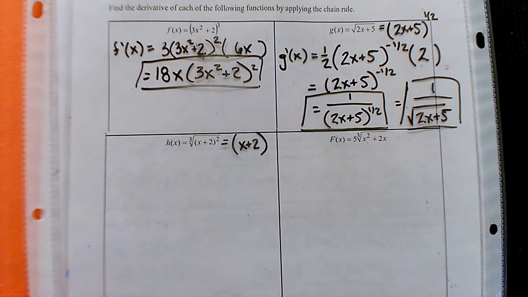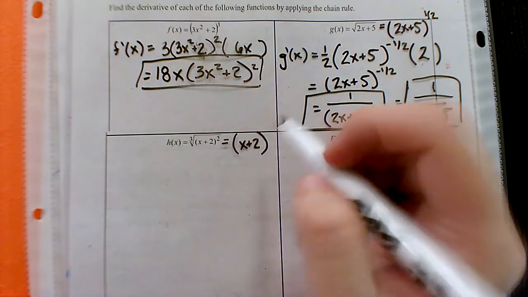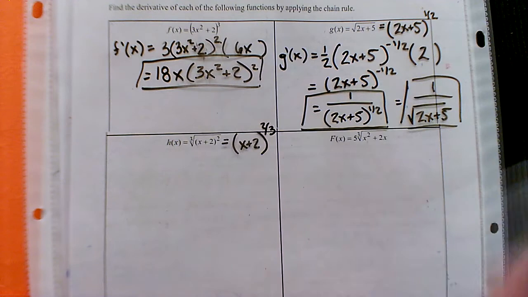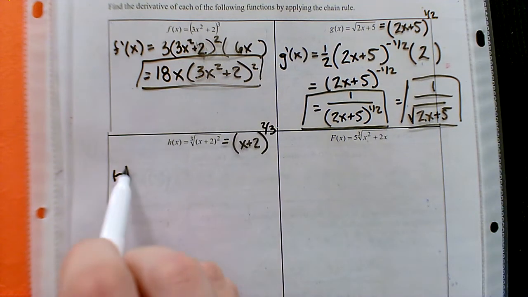This one's a little tricky because there was a power on the inside too. How do we use that power as well as the cube root? What do you think, Justin? 2/3, good. Okay, so let's go ahead and use our chain rule.